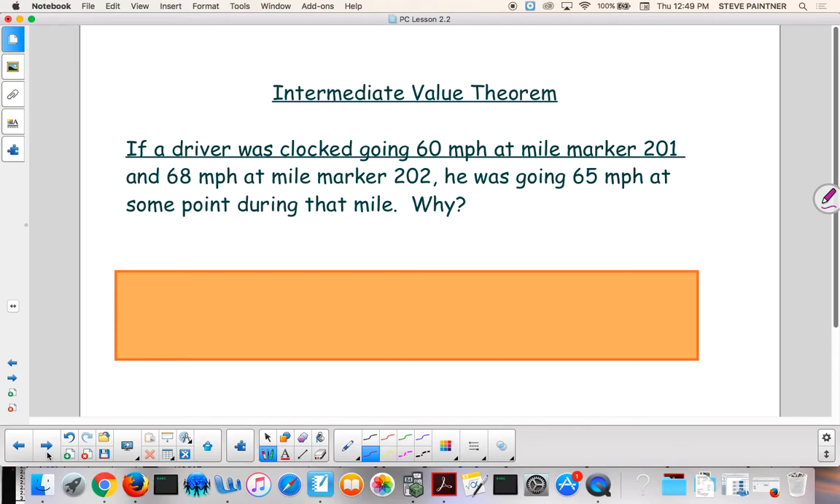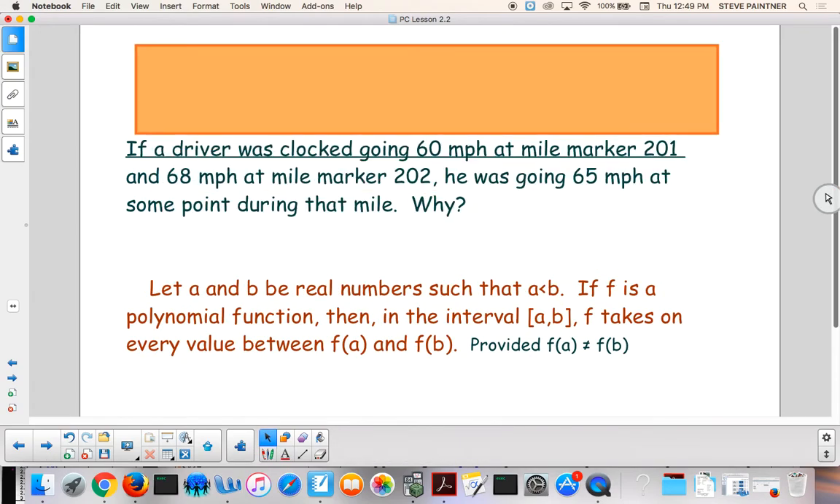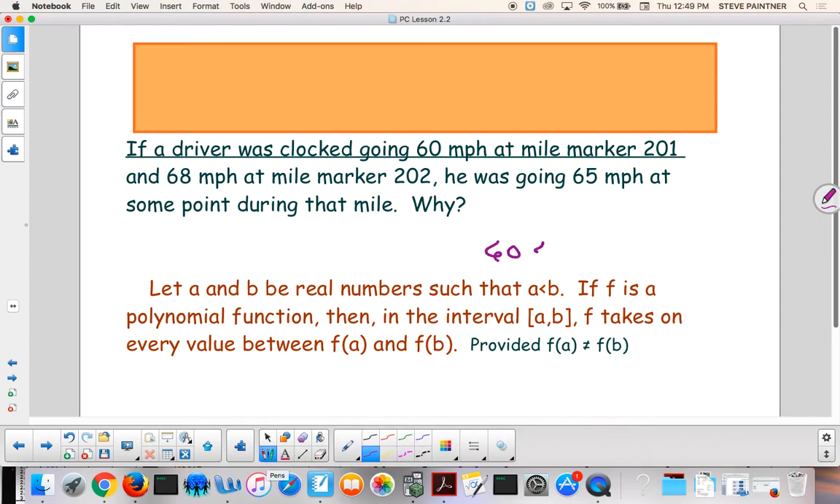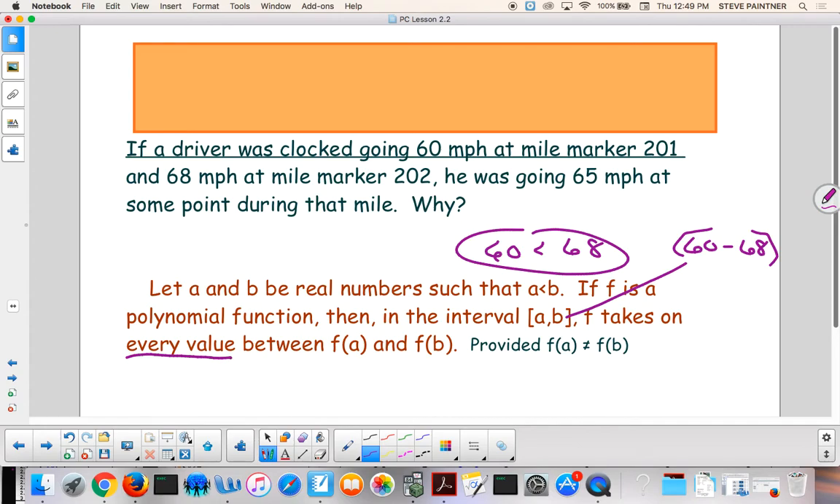Now, the theorem is kind of weird, but I'll read it to you. The theorem says, let a and b be real numbers such that a is less than b. You know what they just said? 60 is less than 68. That's all they're saying. If f is a polynomial function, then in the interval a to b, which means 60 to 68, f takes on every value between f of 60 and f of 68.